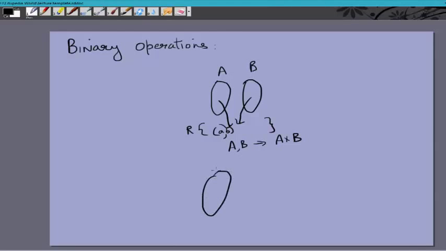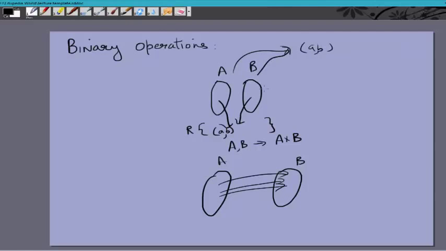In functions, you go from one set to another set, right? So in this case, you go from two single sets to a set which has elements from both the sets. So from A and B to A cross B, here you go from A to B.